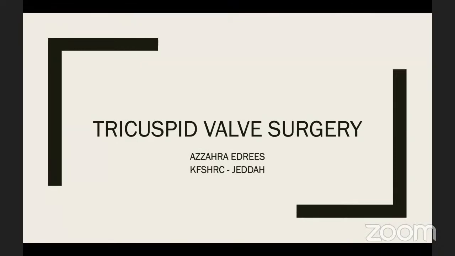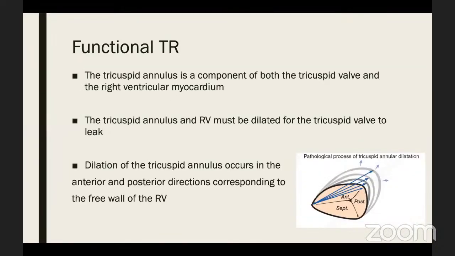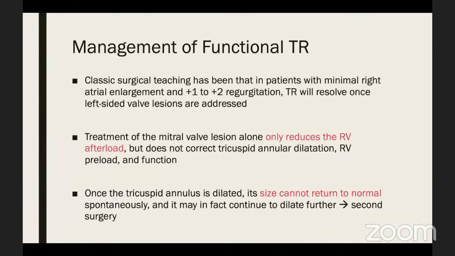but we'll just mention some brief points about functional TR, as it is the most commonly encountered lesion when it comes to the tricuspid valve. So first of all, the tricuspid annulus is a component of both the tricuspid valve and the RV myocardium. And so for TR to occur, the annulus and the RV both must be dilated. And the dilation usually occurs in the anterior and posterior directions that correspond to the free wall of the RV.